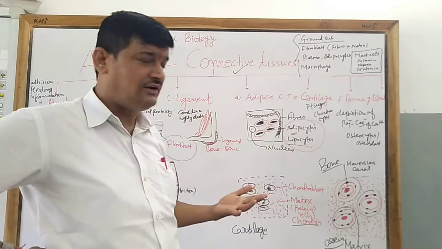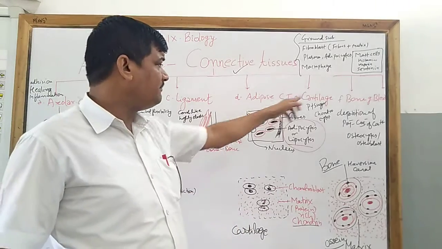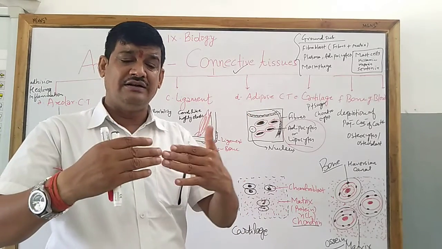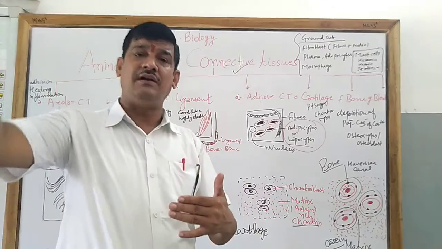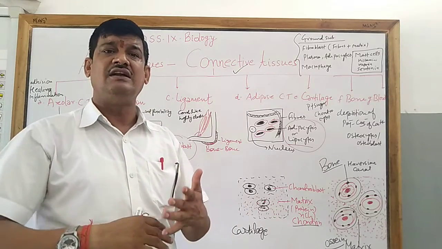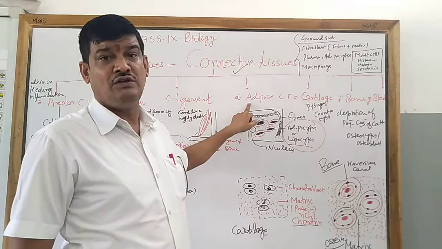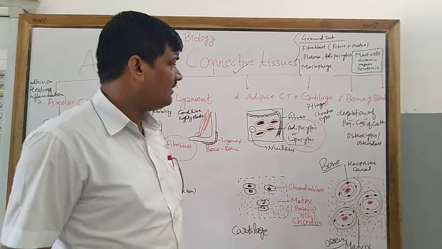Why does it work as an insulator? Because our body or tissue has a coating of this adipose tissue, so it directly does not expose the internal condition of the body system to the outer, environmental condition. So it provides insulation to the body system.